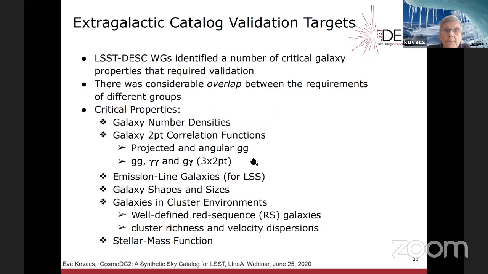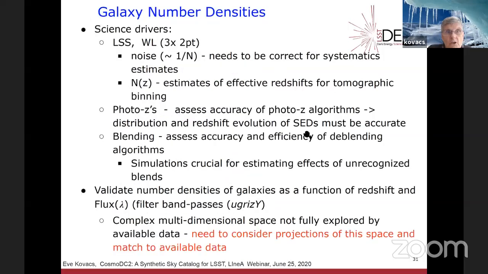What they did was they identified a series of critical galaxy properties that required validation. And different groups had lots of overlap between the different requirements. The critical properties were the galaxy number densities, the 2-point correlation functions, both the projected and the angular, and this included galaxy-galaxy correlations, shear-shear correlations, and galaxy-shear cross correlations, galaxy shapes and sizes, galaxies in cluster environments, and the stellar mass function. So I'm going to go ahead and show you some of these tests now.